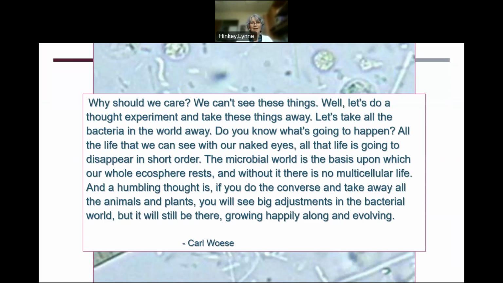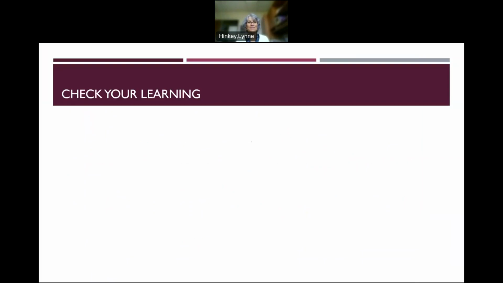And the humbling thought is, if you do the converse and take away all the animals and plants, you'll see big adjustments in the bacterial world, but it will still be there, growing happily along and evolving. We need them, but they don't need us. It is a humbling thought, isn't it? It also shows the importance of understanding microbes and their function. All right, so let's go ahead and check our learning from this short section.